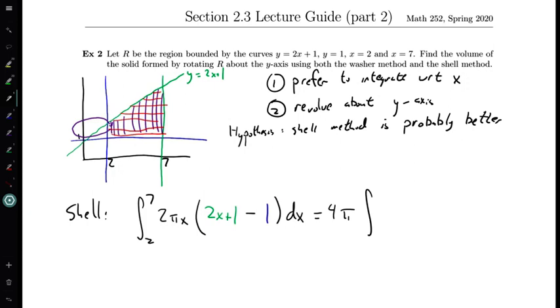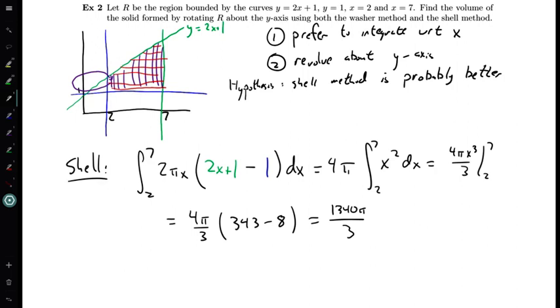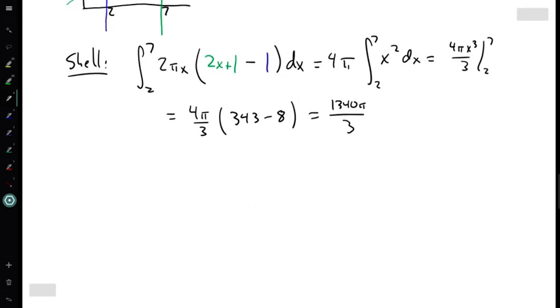Left inside of the integrand, I have an x squared. Cool. Easy integral to do. This is going to be 4 pi x cubed over 3 evaluated from 2 to 7. And plugging in some numbers here, I'm going to get 4 pi over 3 times 7 cubed, which is 343, minus 2 cubed, which is 8. And this, if you crunch the numbers, is going to give you 1340 pi over 3. Lovely. So our shell method was nice and fast as we predicted, but let's compare it to the washer method.